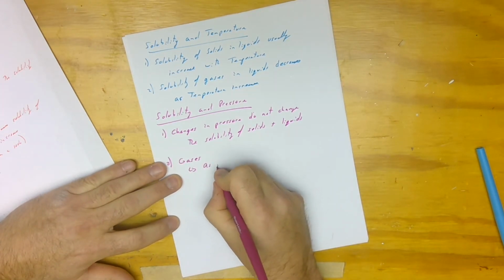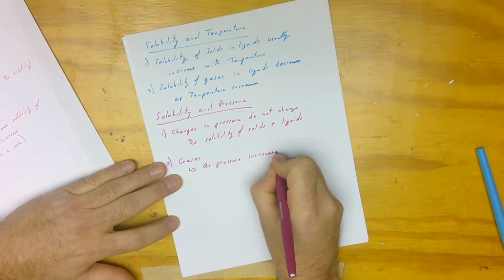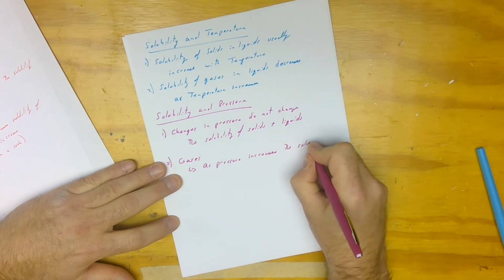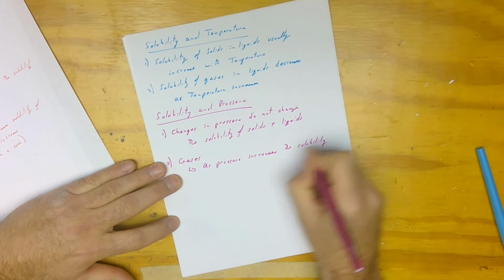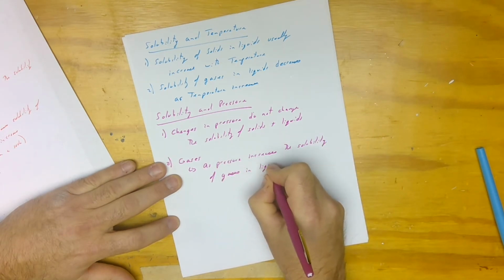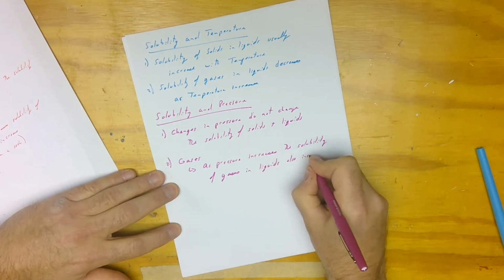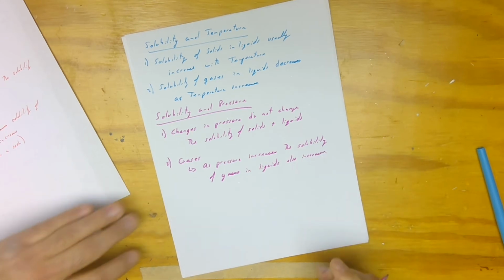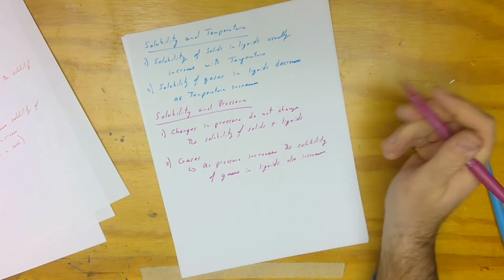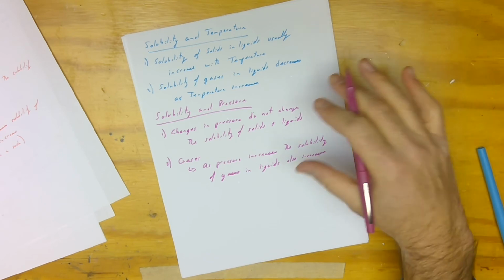As pressure increases, the solubility of gases in liquids also increases. So if we increase pressure, more gas will dissolve into the liquid. If we decrease pressure, the solubility of the gas will be less and gas will come out.